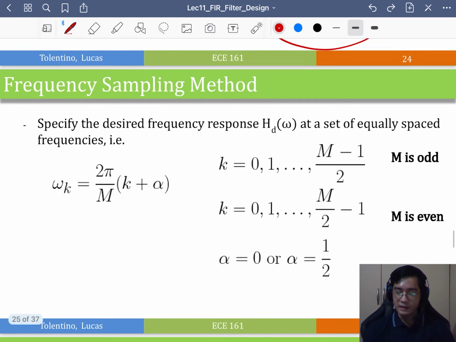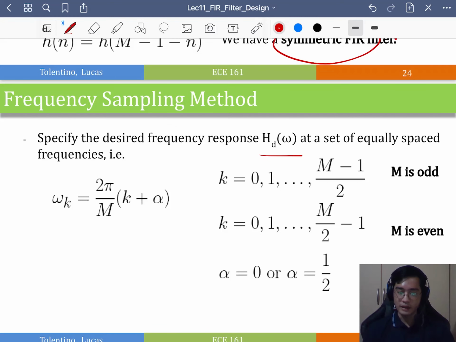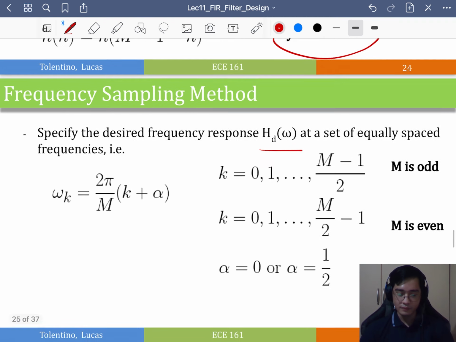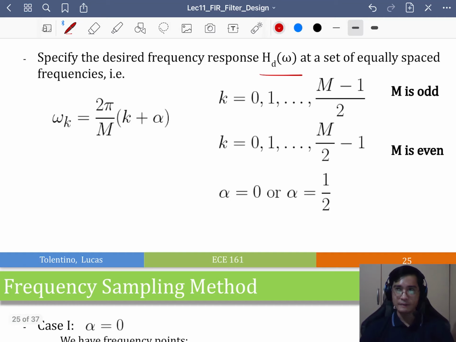So we want to specify the desired frequency response H of omega at a set of equally spaced frequencies. For example, if we are designing an m order filter, say m is 15, we set 15 frequency points, or actually not necessarily the whole frequency spectrum, but just the first half, because we know that in the frequency domain we have a symmetry condition to follow. So if m is 15, we are only setting 7 points.